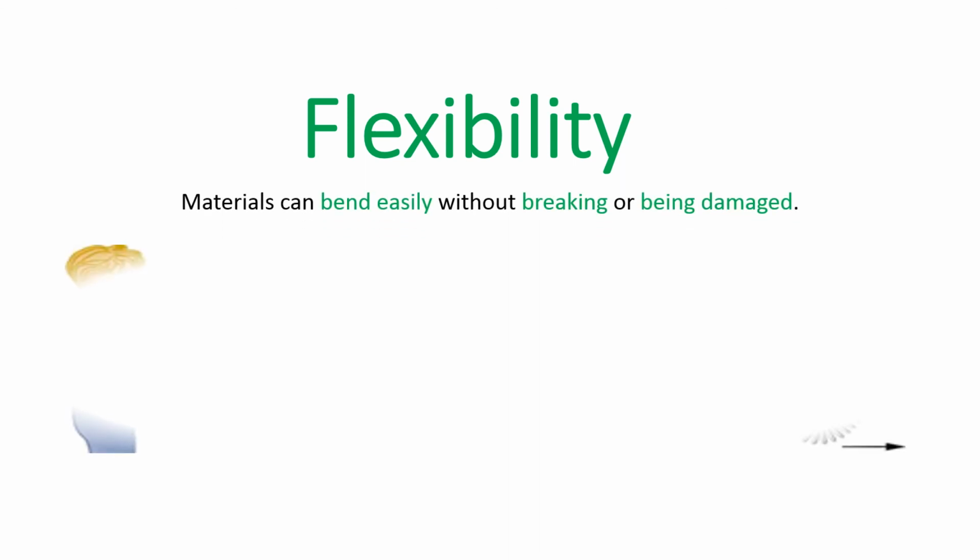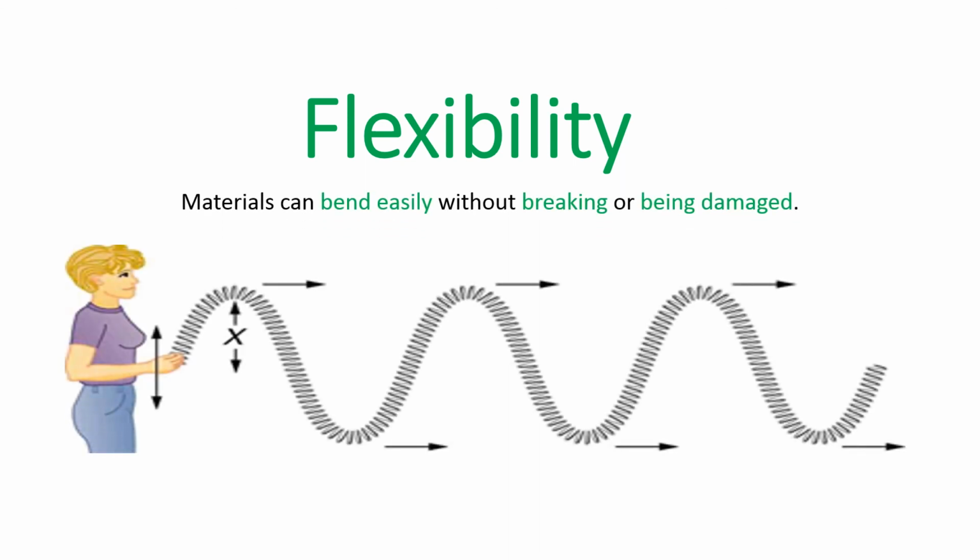Flexibility. Materials can bend easily without breaking or being damaged. In this picture you can see they have a string. You can even take a rope. You can bend it and you can tie a knot, but it won't break and it won't be damaged. As soon as you untie it, it will stay in the form as it was.